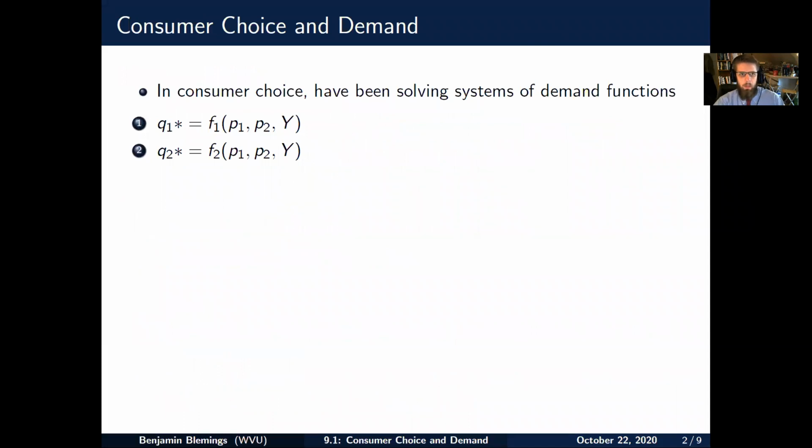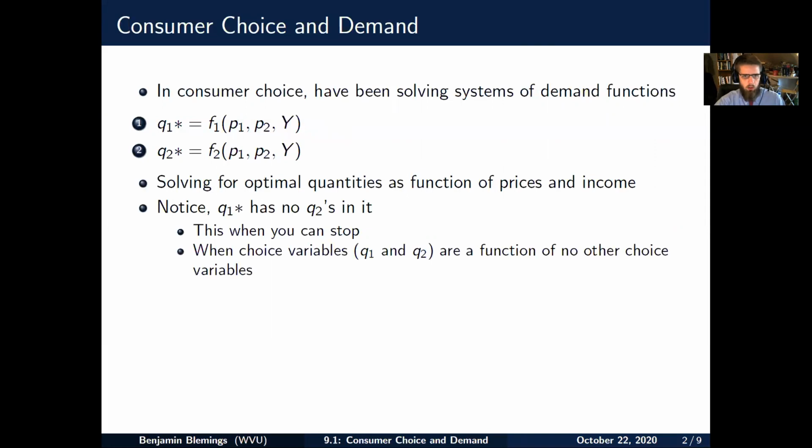So so far, when we've done the Lagrangian and the substitution method in the prior lectures, we've been solving for Q1 and Q2 as a function of the prices of good 1 and good 2 and income. And so we can get these optimal Q1s and Q2s as a function of these prices and incomes, which is what is shown in these 1 and 2 numbers here.